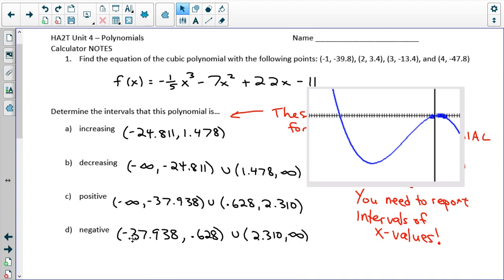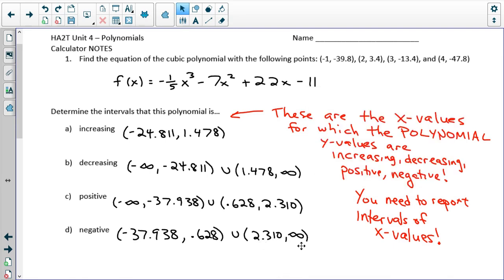It was negative, I'm sorry, it was positive. The function was positive from negative infinity to negative 37.938. It was negative from negative 37.938 until 0.628. And then it did that thing where it just barely went over the x-axis. So it was positive on this interval here, and then it became negative after 2.310 until infinity. So remember, we are reporting the x values for which the y values are doing these things.